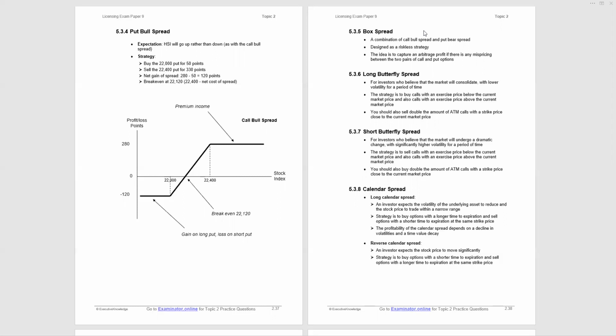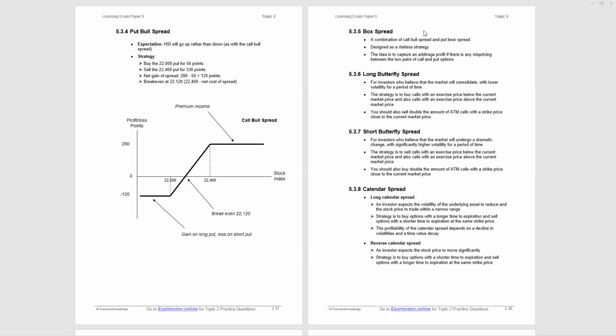And then finally, the calendar spread. So this is where you're buying and selling options with different expiry dates. With a long calendar spread, you expect the market to be stable. You buy longer term options and sell shorter term options, but they're at the same strike price. And the reverse calendar spread is where you expect volatility. You buy shorter term options, sell longer term options, again at the same strike price.